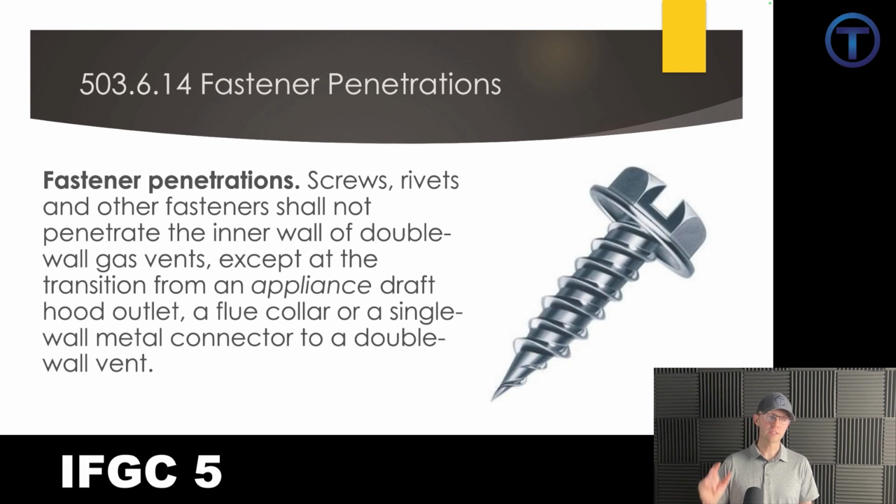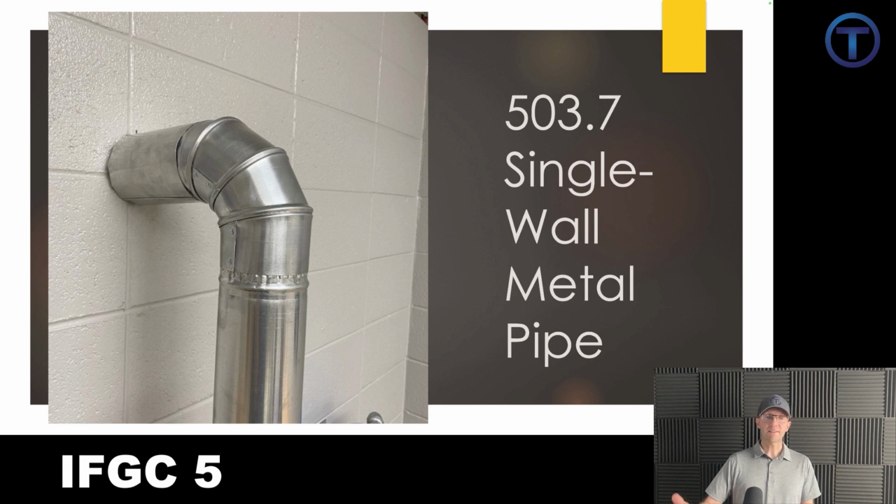We commonly use small screws, fastener screws, to connect our vents and keep them from falling apart. That's great, but when it comes to the use of double wall gas vents, it says that these metal screws should not penetrate the inner wall of that double wall. The point being, the double wall, we're trying to keep those gases on the inside. You might put a screw to fasten those together, but you don't want to drive it through both walls because that compromises the separation. Now, 503.7 gives us a whole section just about single wall vent pipe.